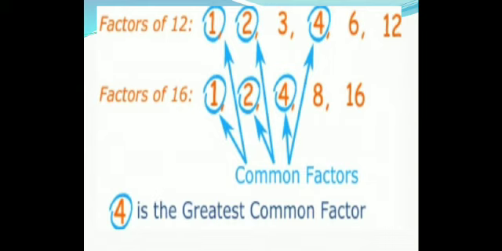So it means we are having three common factors of 12 and 16, and among these three factors you can see 4 is the biggest one. 4 is the biggest one, so we can say 4 is the greatest common factor of 12 and 16. Now let's take one more example.